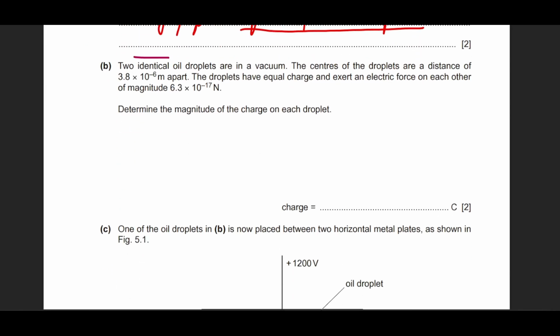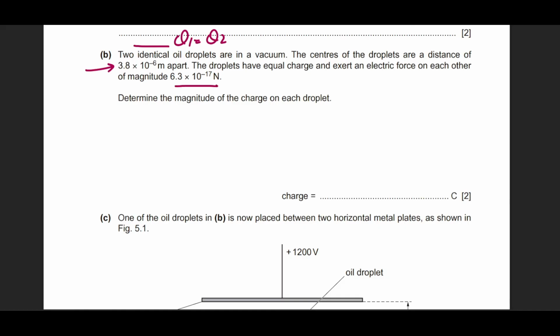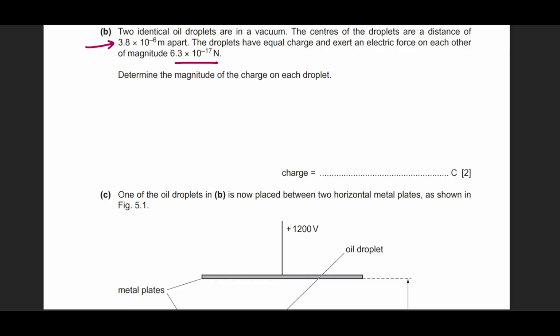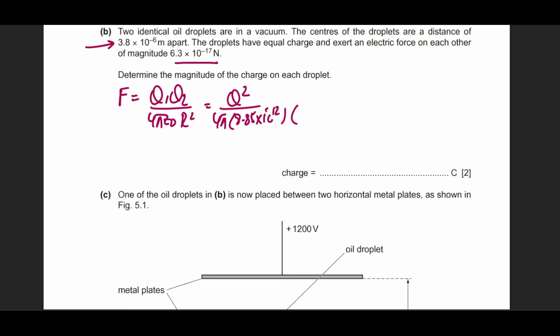Two identical, when he says identical, it means Q1 is equal to Q2. Oil droplets are in vacuum. The centers of the droplets are a distance of this much apart. There is a force this much holding them together. Magnitude of the charge on the droplet. Using Coulomb's law, Q1 Q2 divided by 4 pi epsilon naught R squared, this will become Q squared divided by 4 pi. This is 8.85 into 10 raised to the power minus 12. R square is this 3.8 into 10 raised to the power minus 6, whole squared, equals F, which was given as 6.3 into 10 raised to the power minus 17.